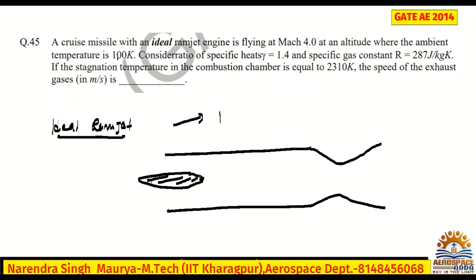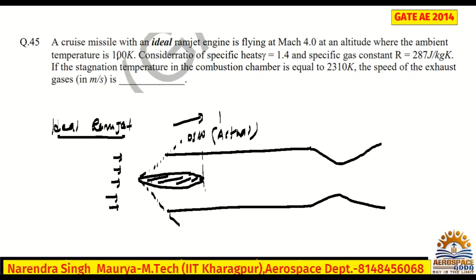This is the spike, so the flow will be entering here. Generally, if it is not ideal and it is an actual ramjet engine, then because of this spike you may have an oblique shock here. This is the oblique shock in the actual case, but this is ideal, so there will not be any oblique shock here. That's the reason I have drawn it dotted, so you can easily understand.